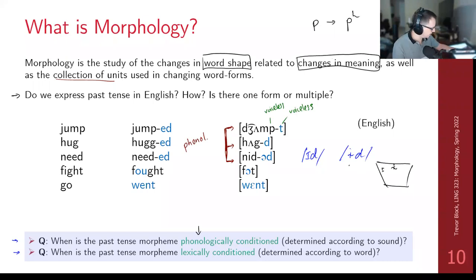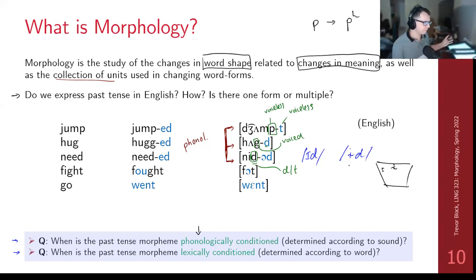Or we could say that the D, well, hugged, this G is voiced, and so is the D. And then with a word like needed, there's some very specific sounds where this happens. So it happens after D or T, like needed or wanted. So we could come up with environments, and we'll learn how to do that in next week's lecture. But we say these ones are phonologically conditioned because it's about the sound that comes at the end of this root here that determines the form of the morpheme at the end.